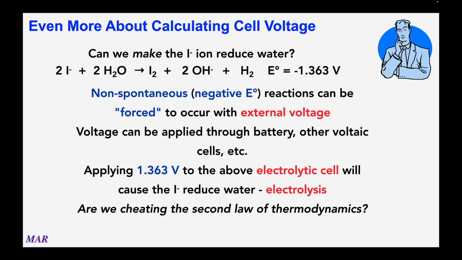You can make non-spontaneous reactions occur by applying this external electricity to it, which is pretty cool. And at one level, it might feel like you're cheating thermodynamics, but you're not, all right? You're actually making this happen by adding a spontaneous source of energy to a non-spontaneous reaction. It's pretty clever. And again, this is how all the aluminum metal is made. A lot of the chemicals we use in the lab are made this way. Very powerful process.